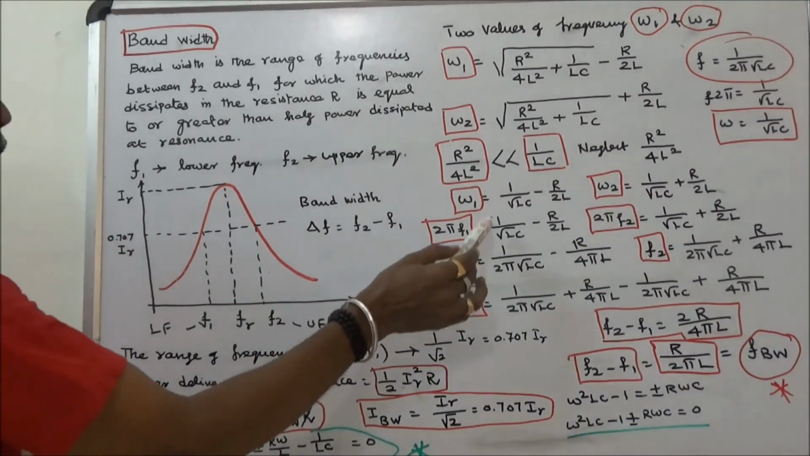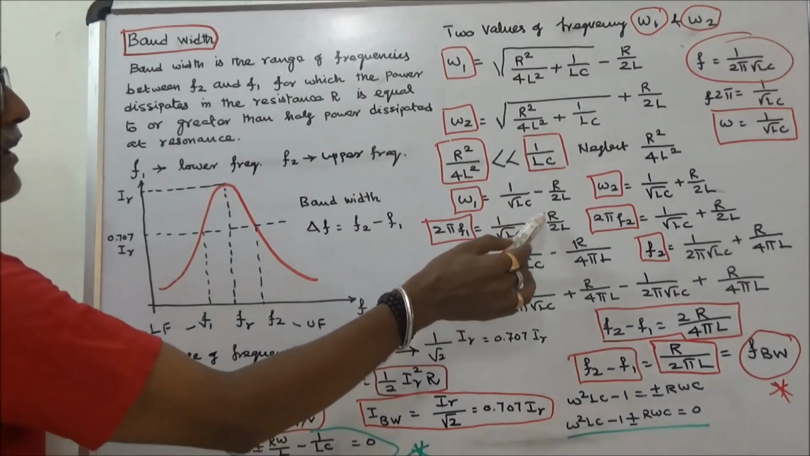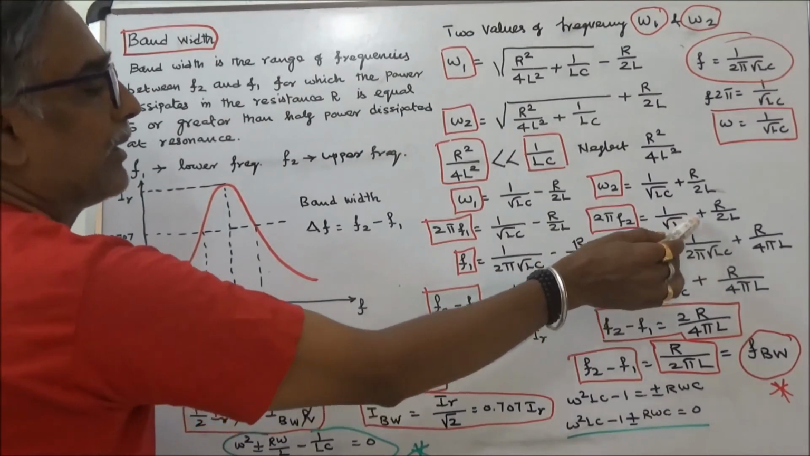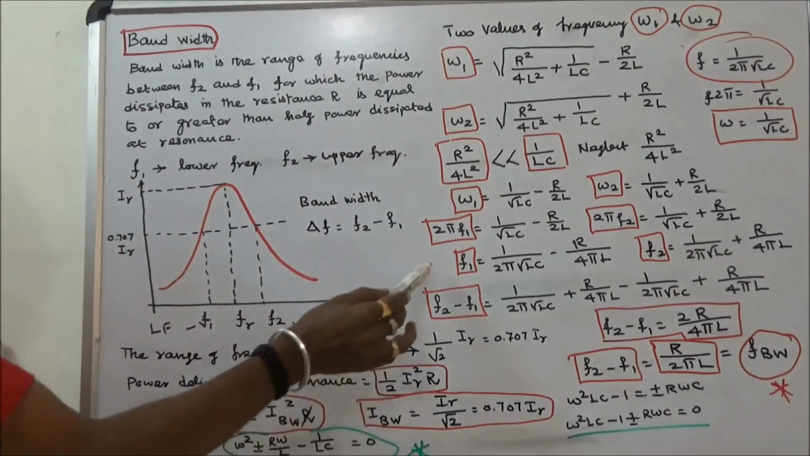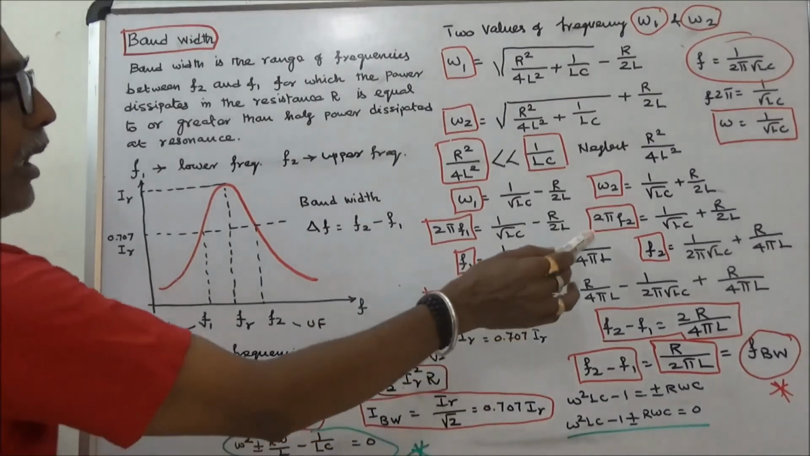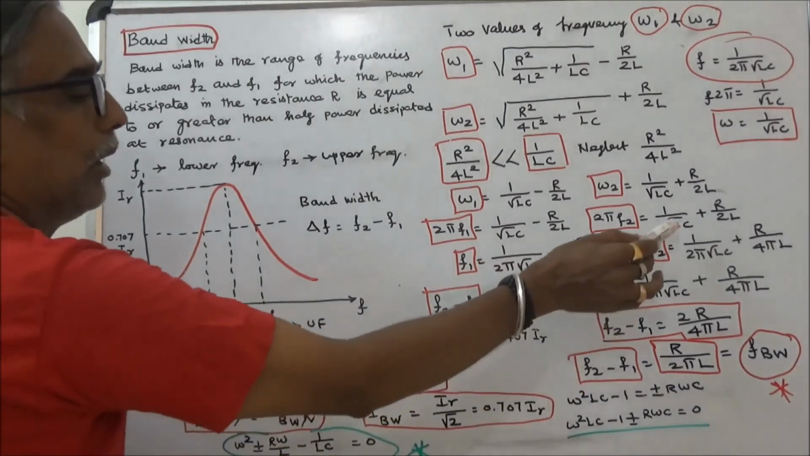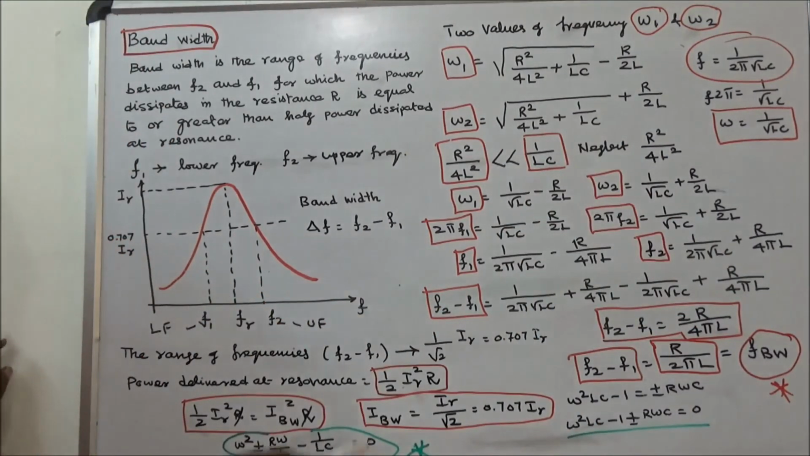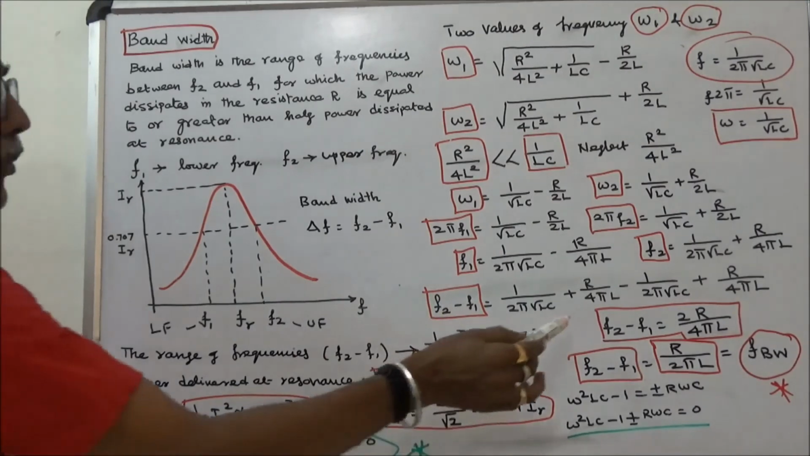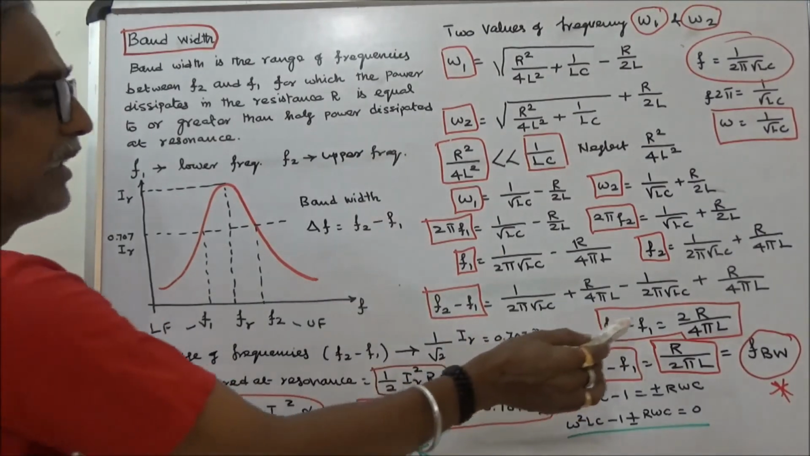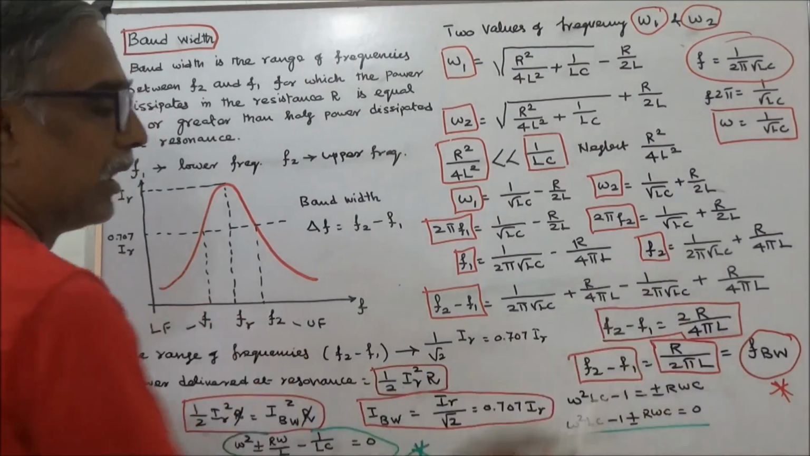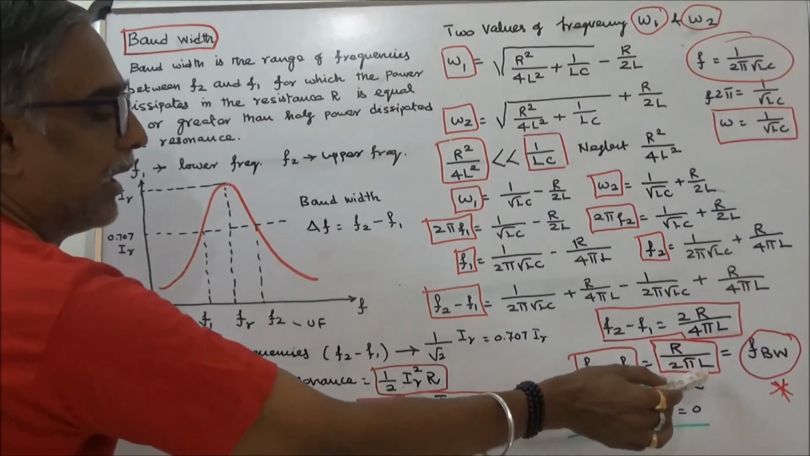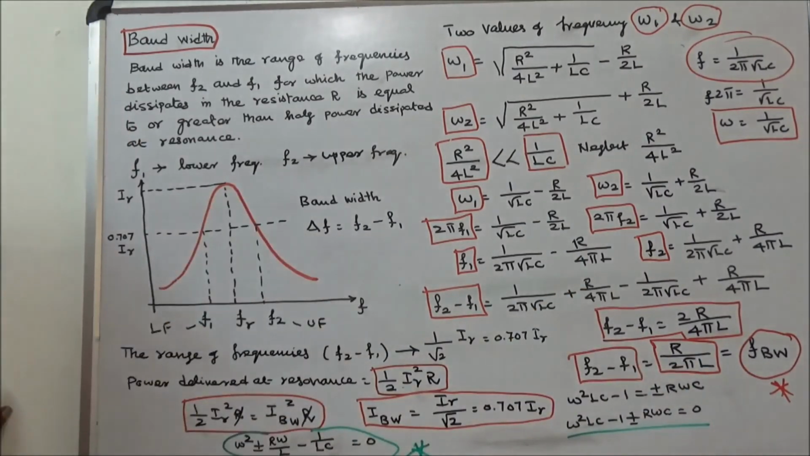2 pi f1 is equal to 1 by root LC minus R by 2L. 2 pi f2 is equal to 1 by root LC plus R by 2L. Now f1 is equal to 1 by 2 pi root LC minus R by 4 pi L. f2 is equal to 1 by 2 pi root LC plus R by 4 pi L. Now I can easily find f2 minus f1. Here f2 minus f1 is the bandwidth, that is equal to 2 into R by 4 pi L. So f2 minus f1 is equal to R by 2 pi L. This way also we can derive the bandwidth.